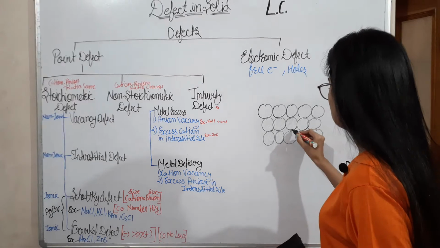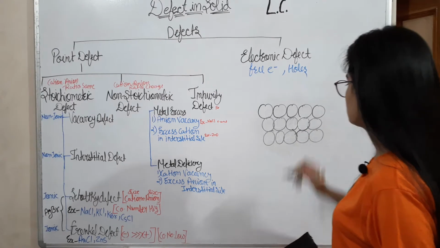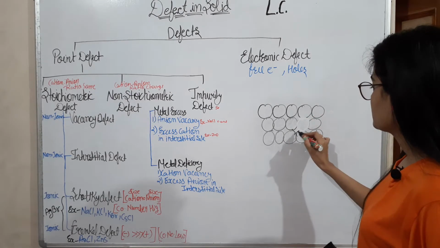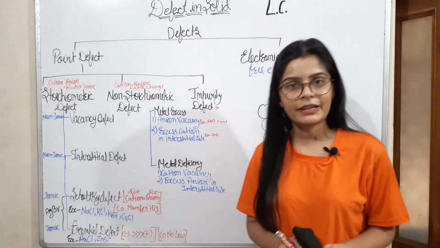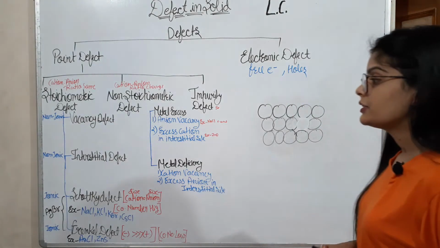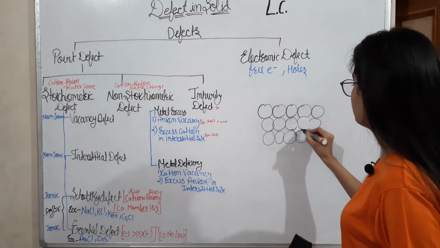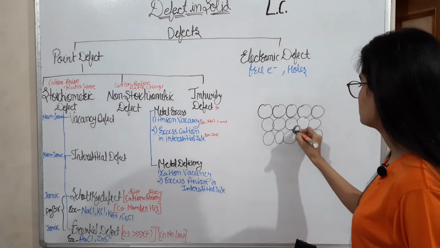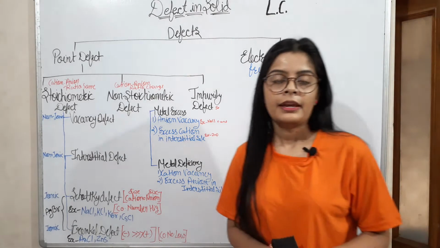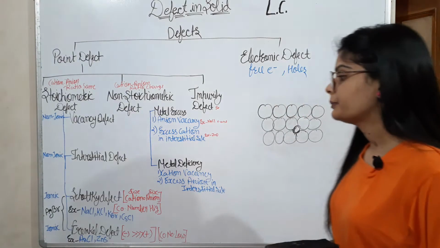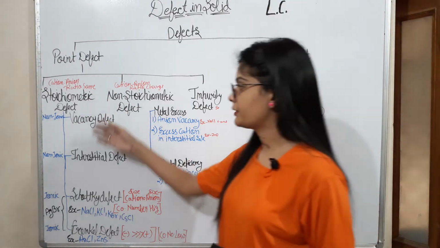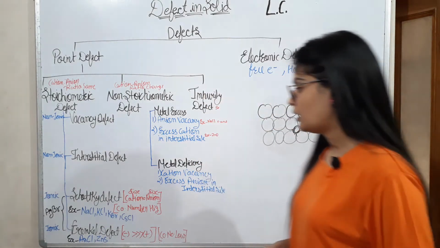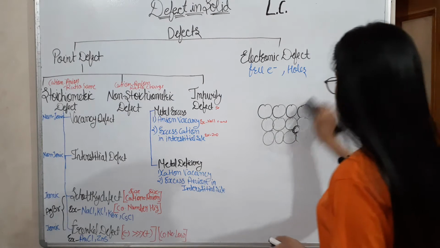this is the arrangement of atoms in the solid state. If there is removal of any one atom, this is known as vacancy defect. And interstitial defect: here, if an additional atom is added in the interstitial site, this is known as interstitial defect. Okay, so these are two defects, and they are seen in non-ionic solids. Now for Schottky defect and Frenkel defect.